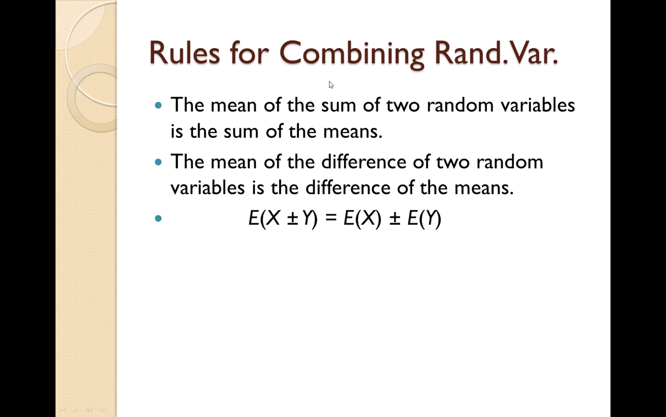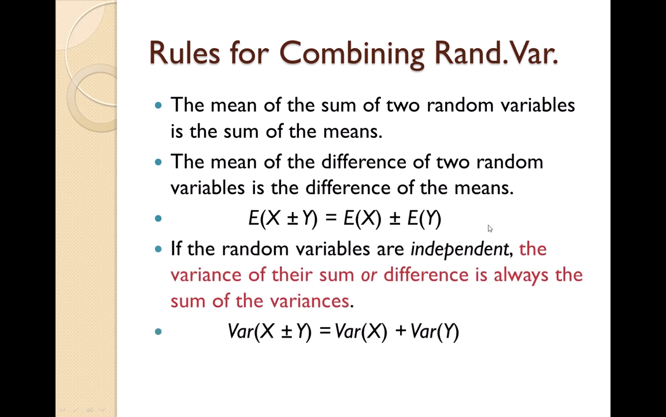All right, so when you combine random variables, this is different. All right? The mean of the sum of two random variables is the sum of the means, all right? So if you want the mean of adding or subtracting x plus y, it's just going to be the mean of x, the mean of y, and you either add or subtract them depending on what this is. So again, the mean of the difference of two random variables is the difference of the means. It's summarized right here. Now you got to be careful with variance, all right?